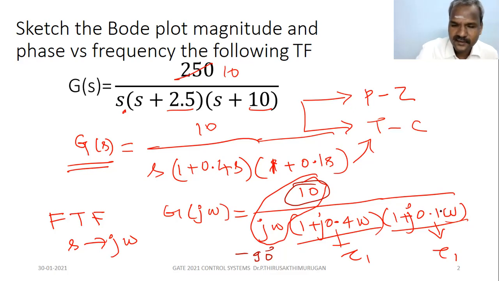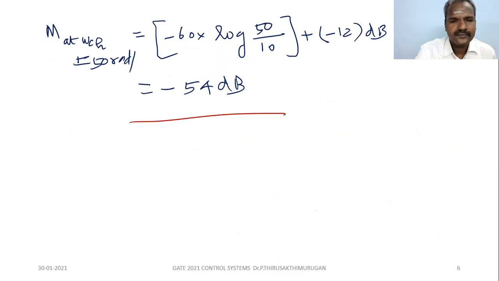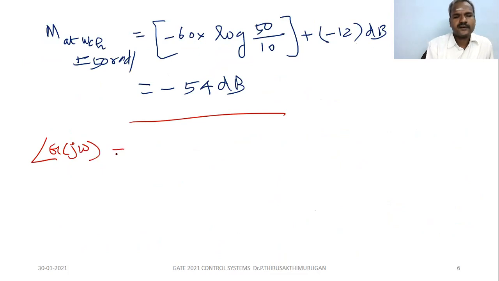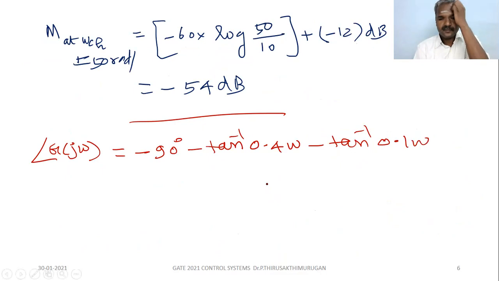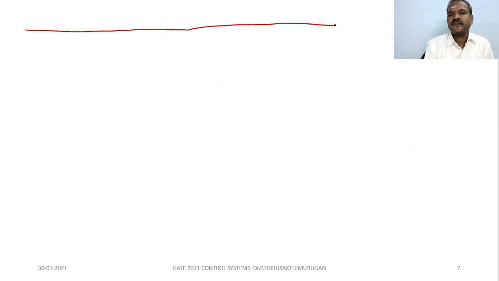So similarly, the phase equation: phase of G of j omega equals minus 90 degree minus tan inverse of 0.4 omega minus tan inverse of 0.1 omega. So let us make a tabular column. Then we can easily compute the phase angle value for different frequencies.